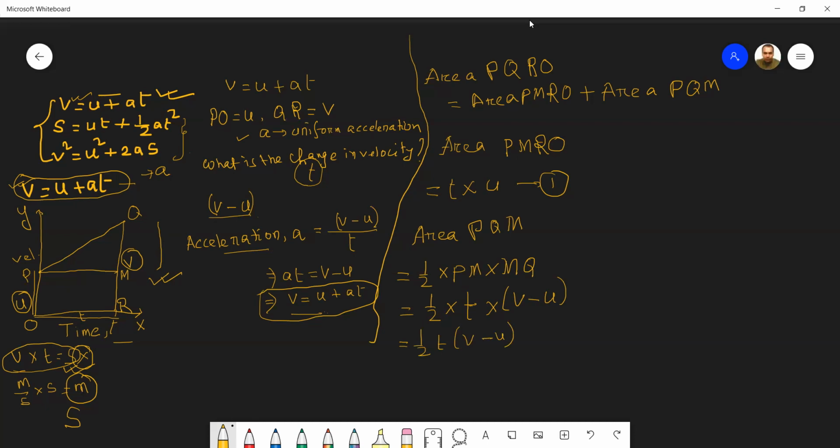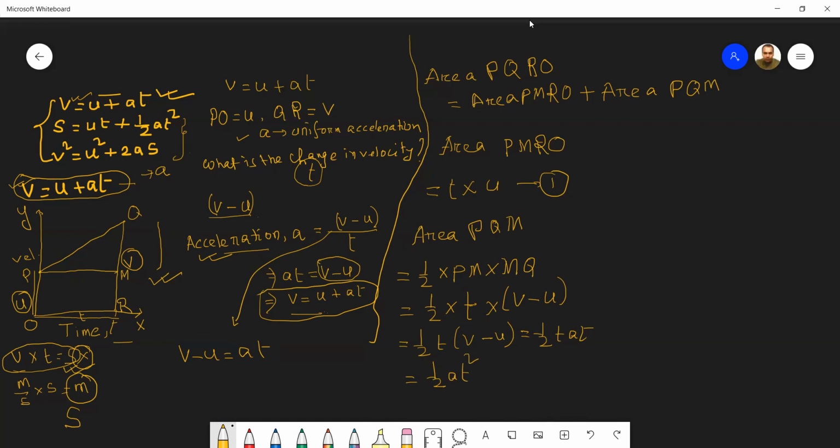What is V minus U again? How can we find it? We can find it from the first equation of motion, acceleration. V minus U is simply equal to AT. We have already written here V minus U equal to AT. So substitute the value of V minus U here. So it will be half T multiplied by AT. So it will be half A T square.